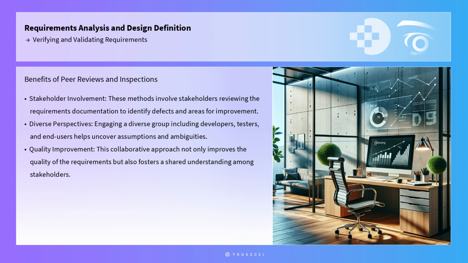Peer reviews and inspections are another practical approach to verifying requirements. These methods involve stakeholders reviewing the requirements documentation to identify defects and areas for improvement. By engaging a diverse group of stakeholders, including developers, testers, and end users, peer reviews help to uncover assumptions and ambiguities that the original author may have overlooked. This collaborative approach not only improves the quality of the requirements, but also fosters a shared understanding among stakeholders.